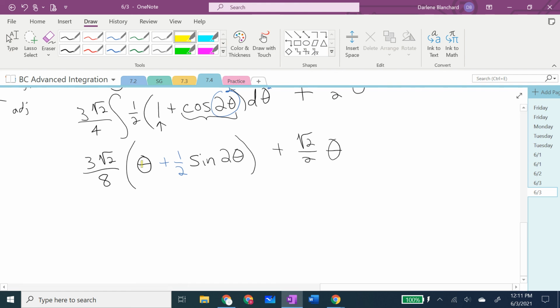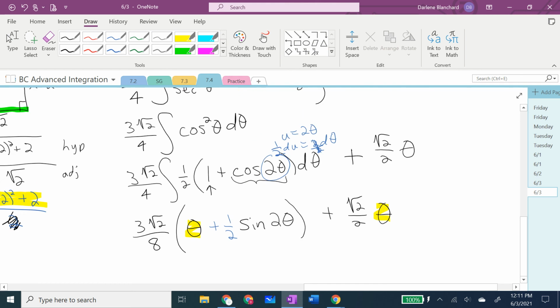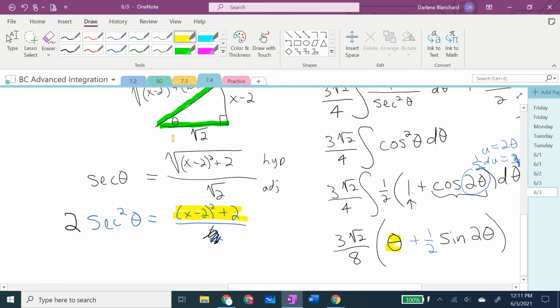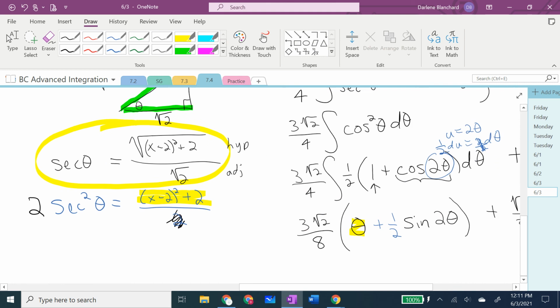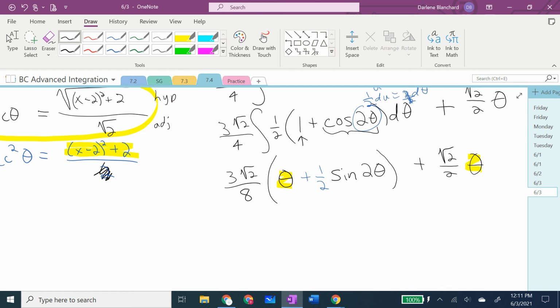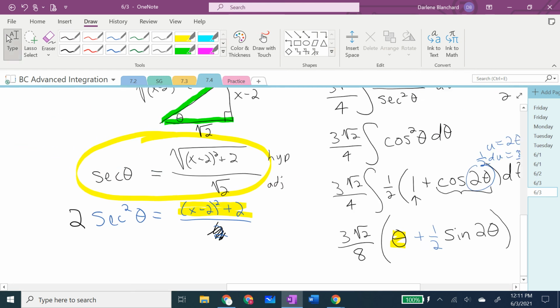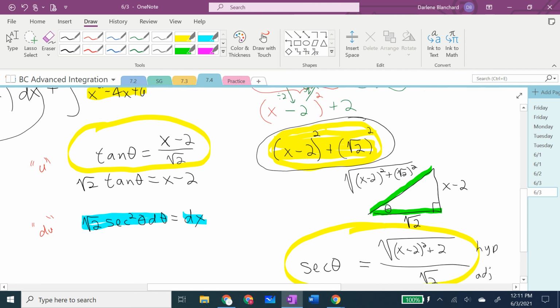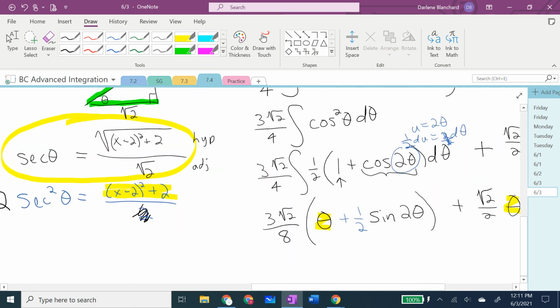Okay, so theta, sure, I can convert back. For theta, converting back means I go back to my original substitution way over somewhere and do inverse secant of that business. Oh my gosh, you're right. I didn't go back far enough because that was ugly. This is prettier. Inverse tangent of x minus 2 over root 2.